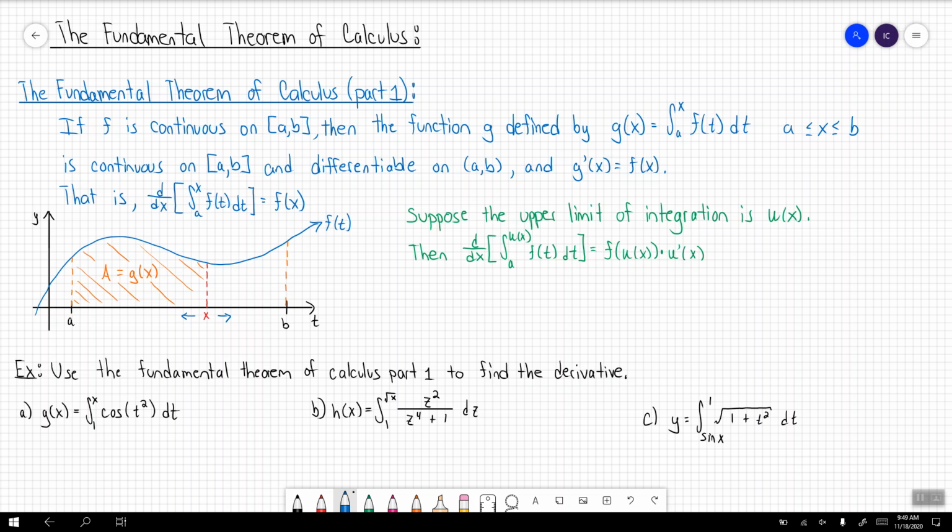Hi everyone, welcome back. Today we're going to be discussing the fundamental theorem of calculus. Now, the fundamental theorem of calculus is broken down into two different parts.